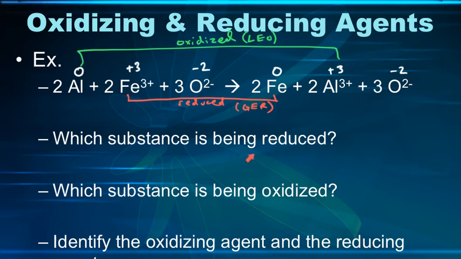Which substance is being reduced? Let's be careful here, because is it this one or this one? Over here on the right side, it's already been reduced, so we want the one on the left side. That is the Fe +3. Which substance is being oxidized? That will be the aluminum here, the Al, not the Al +3, because that's already been oxidized. Which one is the oxidizing agent? That's the thing getting reduced, so that is the Fe +3. And the reducing agent is the thing being oxidized, so that would be the aluminum.